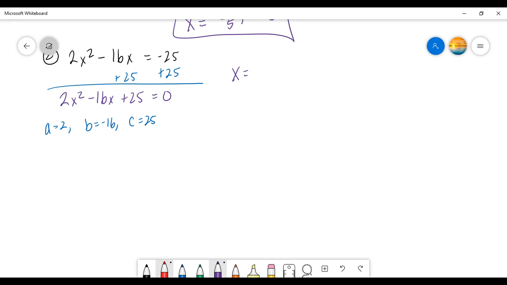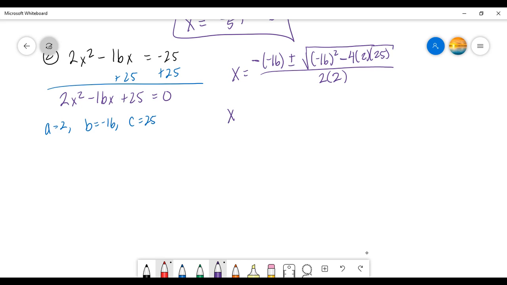So we'll have x equals negative 16 plus or minus the square root of b squared, so that's negative 16 squared, minus 4 times a is 2 times c is 25, and it's going to be all over 2a, or 2 times 2. Okay, we're going to do the same thing next. We want to use order of operations to first simplify what we have in our grouping.